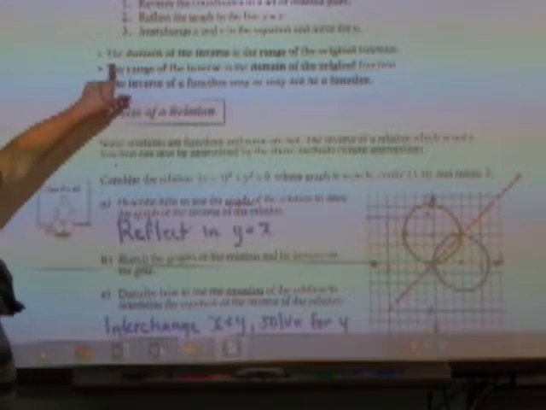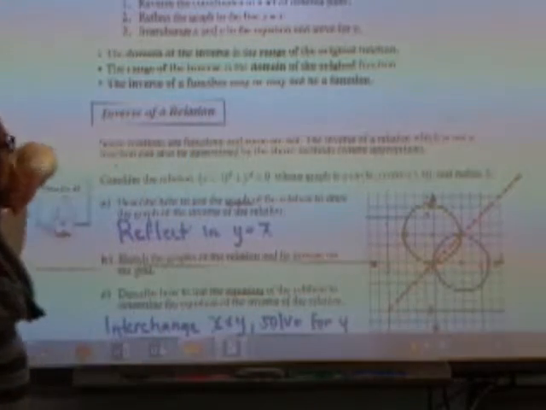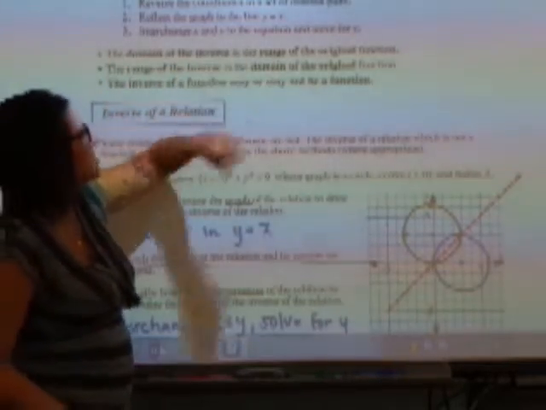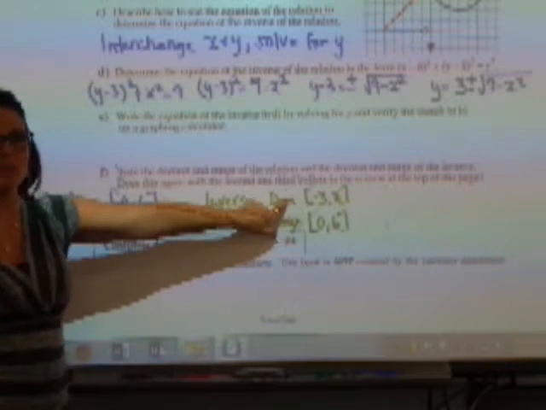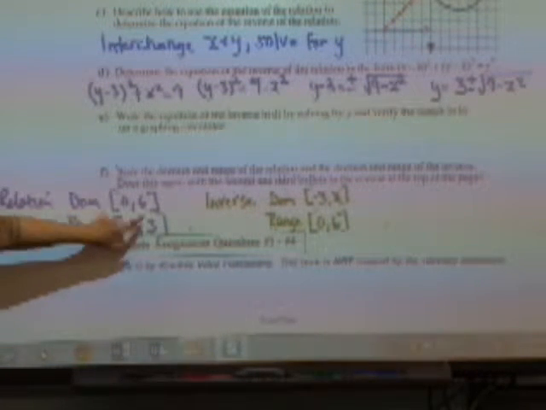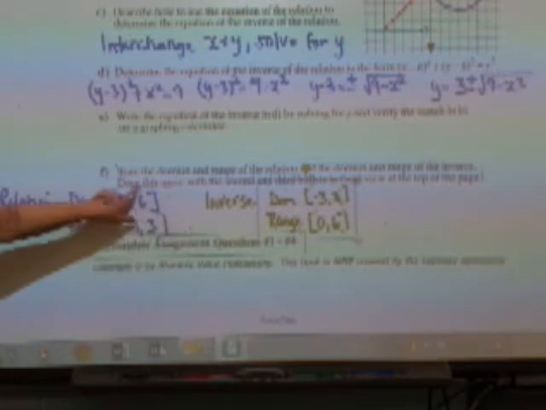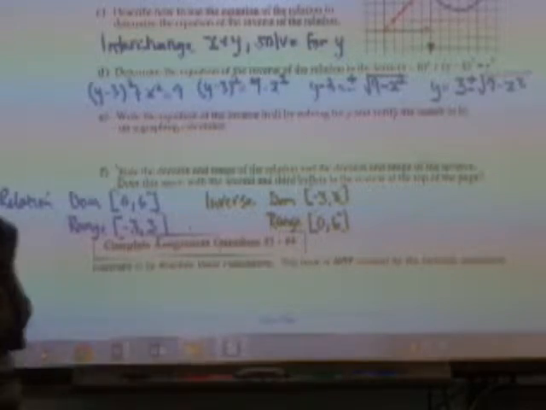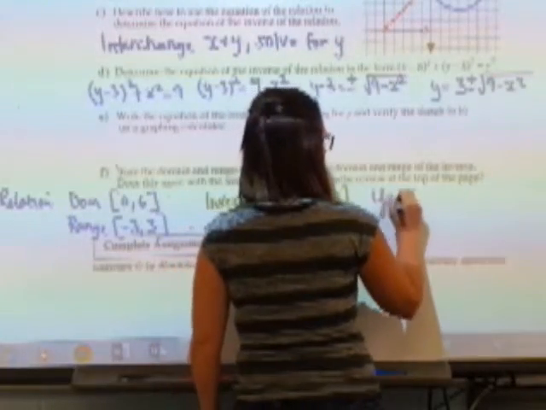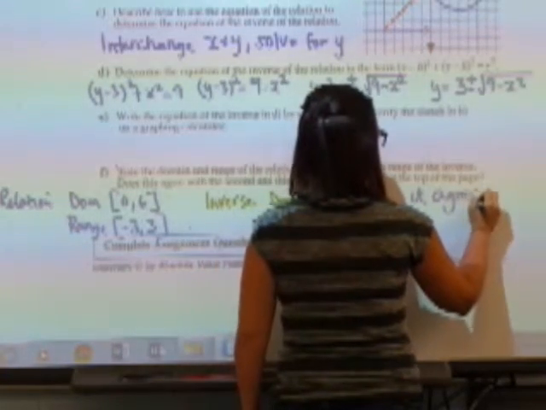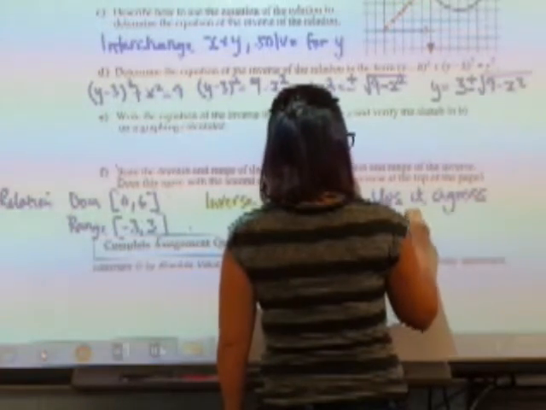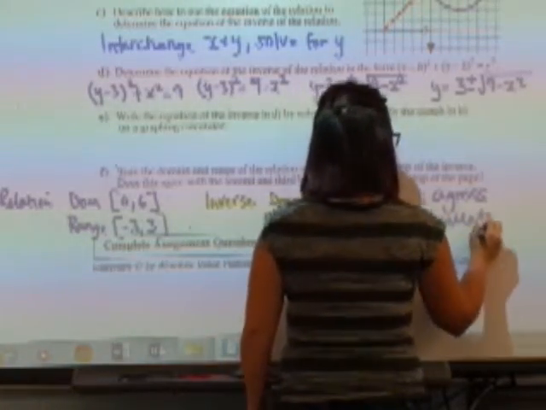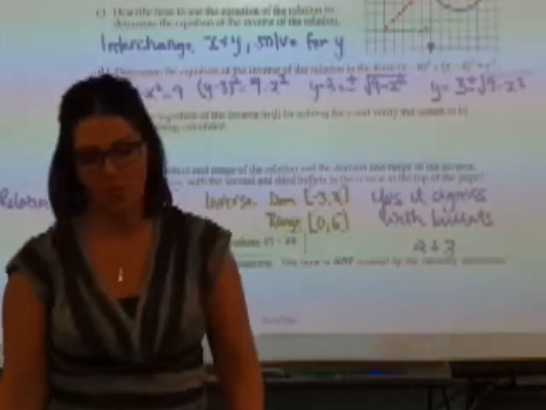So if we look at the top of the page, the second bullet says the range of the inverse is the domain of the original, and the domain of the inverse is the range of the original. The domain of the inverse is the range of the original. The range of the inverse is the domain of the original. Does that agree with the bullets? Yes, it does. So it agrees with bullets 2 and 3.